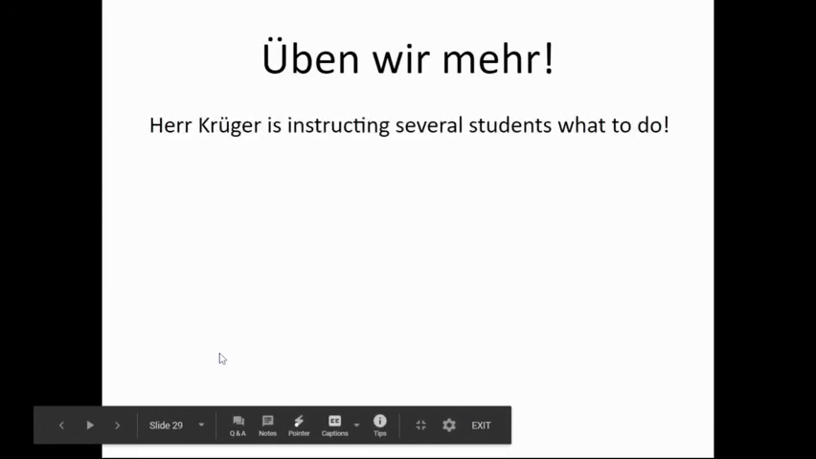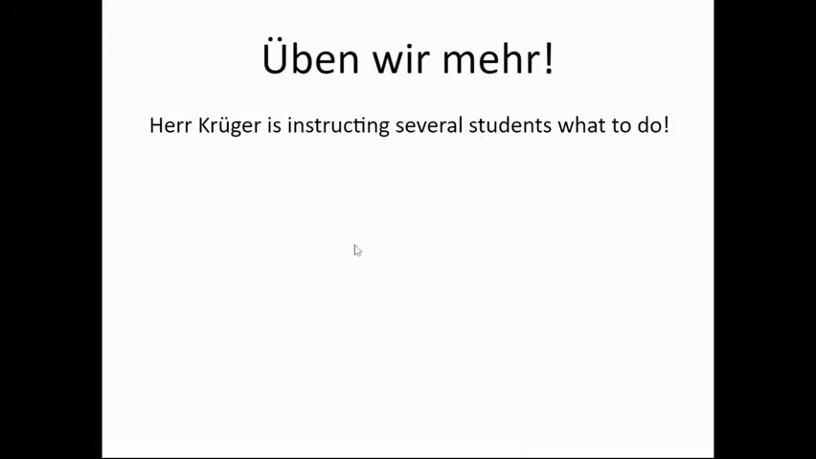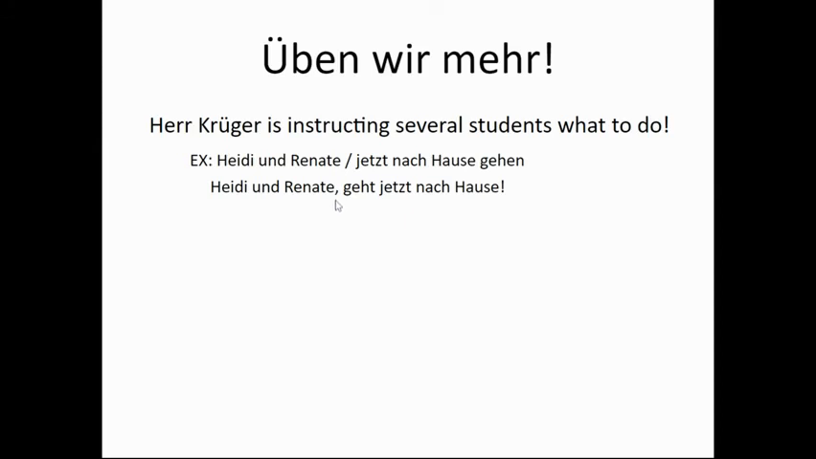All right, second practice. Now we're going to talk to a group of people. Herr Kruger is a teacher, and he's instructing several students what to do. So he's going to tell his class. The example is Heidi and Renata. And we have the phrase, jetzt nach Hause gehen. Go home now. So again, he's talking to a group of people. So we take gehen and we take it to the ihr form. So it would be geht with a T at the end. And then jetzt nach Hause would just be the predicate. Heidi and Renata, comma, because that's who I'm talking to. Geht jetzt nach Hause. Go home.